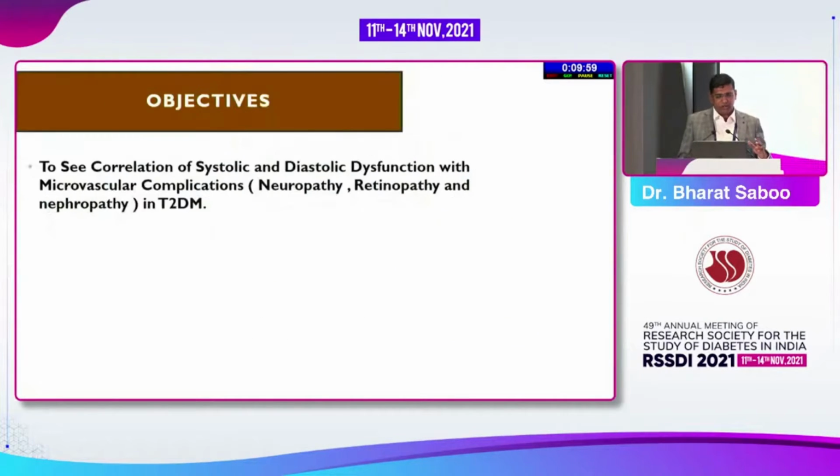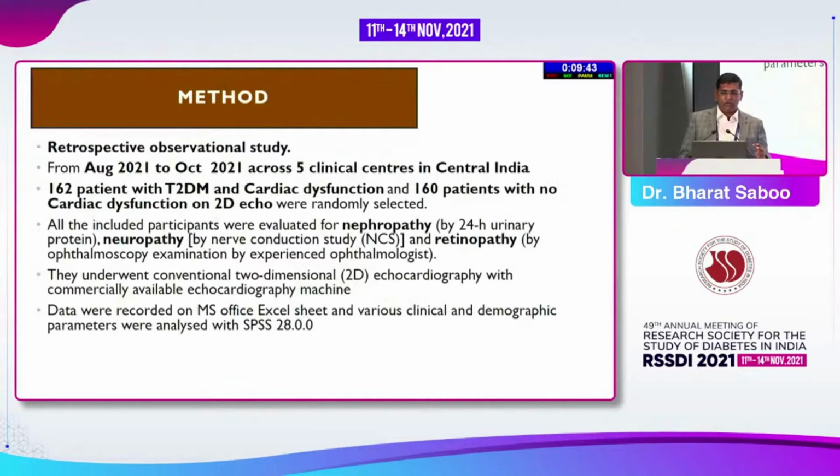So this was the introduction, and with this introduction we had the objective, which was to see the correlation of systolic and diastolic dysfunction with microvascular complications, neuropathy, retinopathy and nephropathy in type 2 diabetes patients. For this, we did a retrospective observational study, and patient data from August 2021 to October 2021 from 5 centers around Central India was analyzed. Out of those, 162 patients with type 2 diabetes with cardiac dysfunction were picked up, and 160 patients with no cardiac dysfunction on 2D echo were randomly selected.